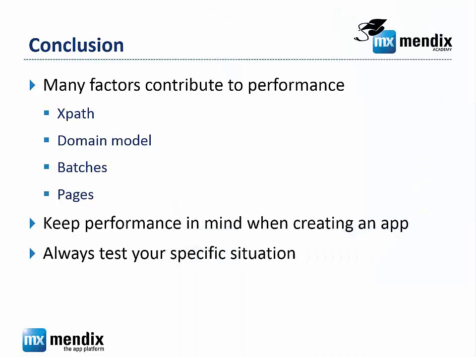So in conclusion, many factors can contribute to the performance. You could have very complicated XPath constraints. You could have a domain model with multiple levels of inheritance. You could have inappropriate associations. Or you could be not using your batches effectively, for example. So keep performance in mind when you're creating an app.